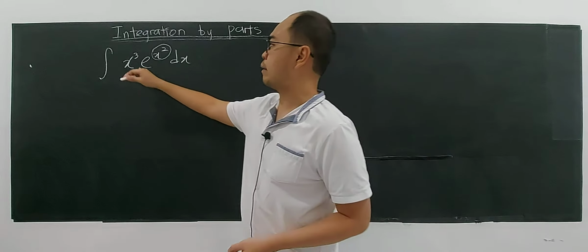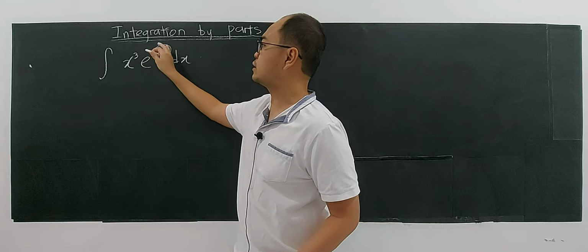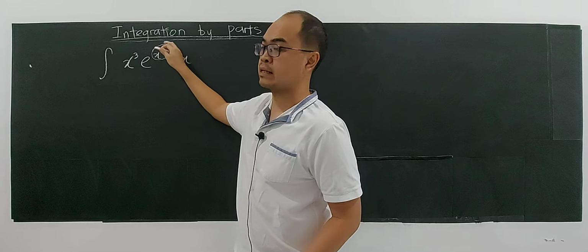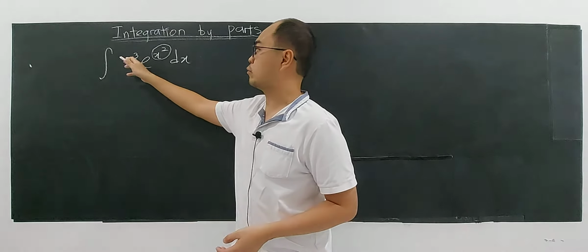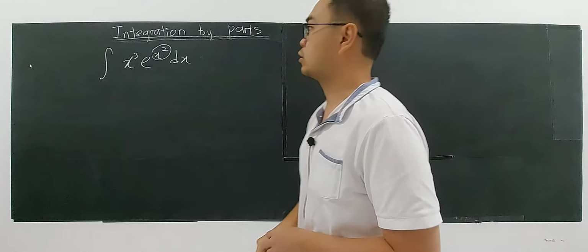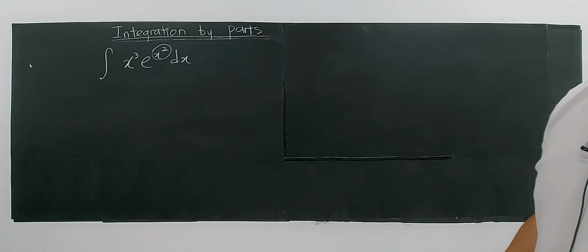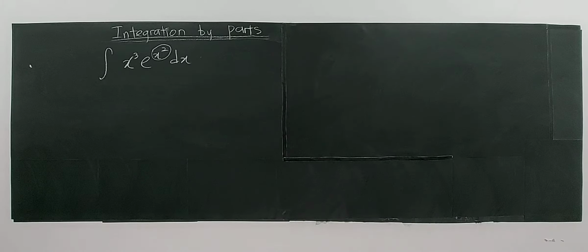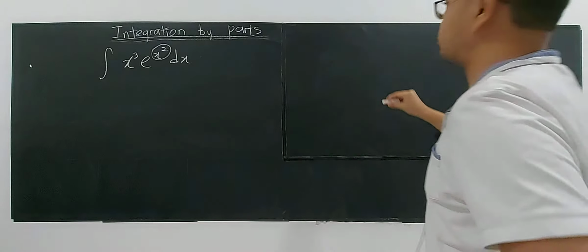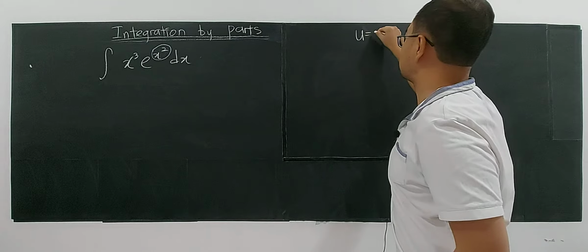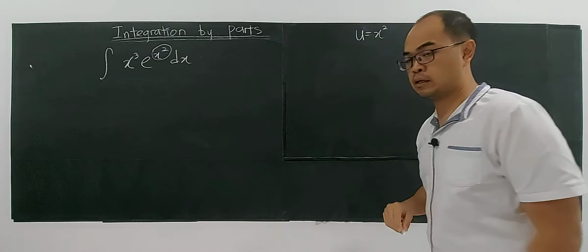So as you see, the power here is higher than this, right? If you're using substitution, if you're using u as x squared, you differentiate, getting 2x, which is not inside here, right? But we still can apply it, okay? We can try with substitution, u equals x to the power of 2.